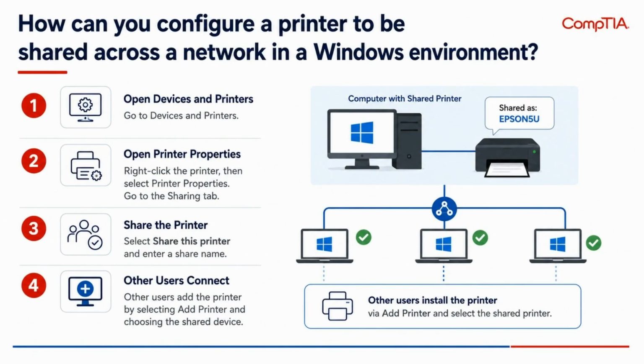To share a printer across a Windows network, go to Devices and Printers, right-click the printer, choose Printer Properties, then the Sharing tab. Select Share this printer and set a share name. Other users can then connect by using Add Printer and selecting the shared device.